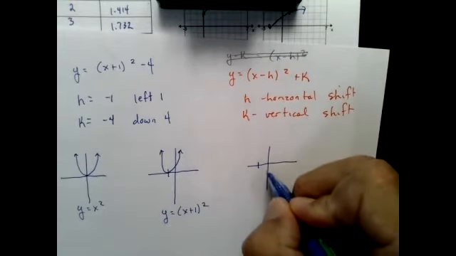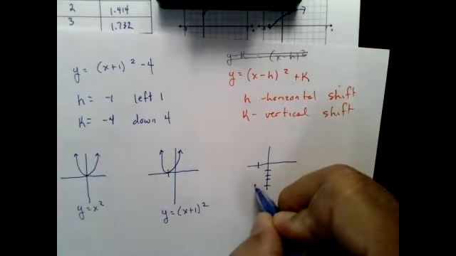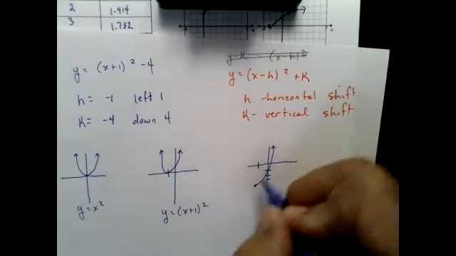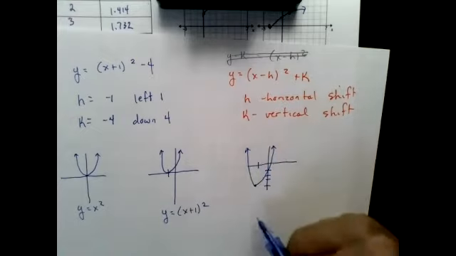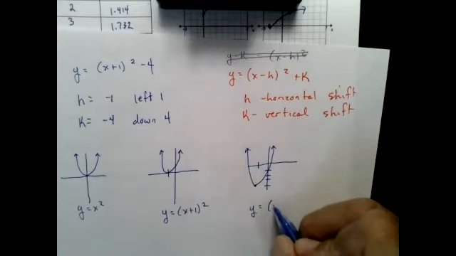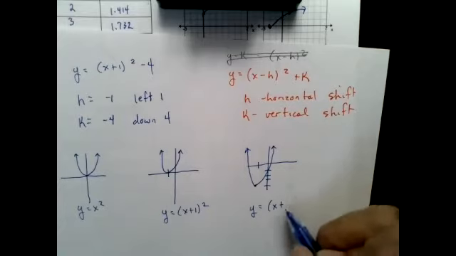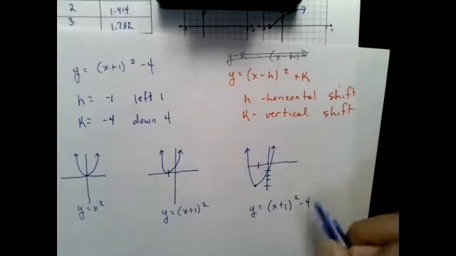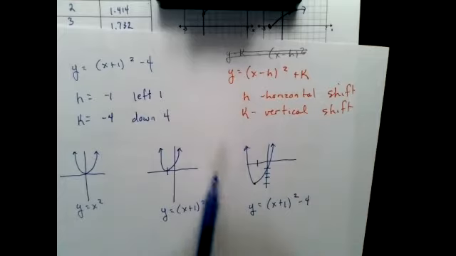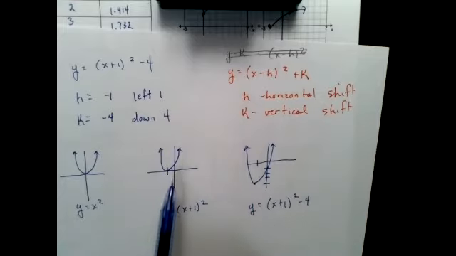So I was over at 1. Now I'm going 1, 2, 3, 4. And I got my parabola that looks something like that. So the graph of y equals x plus 1 squared minus 4 is what you see there. I moved it left 1, and then I moved it down 4. Bravo, bravo. Oh, I get excited sometimes.